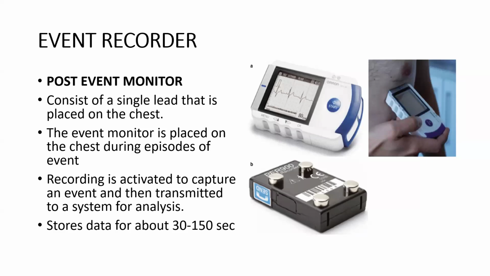Okay, that's the post-event monitor I talked about. So it's usually placed on the chest during the episodes of the event, and then patients will actively press the button for activation, and it stores for about 30 to 150 seconds. The advantages are that when compared to the Holter, it is unobtrusive, it does not affect activities of daily living. Patients can go about their activity.